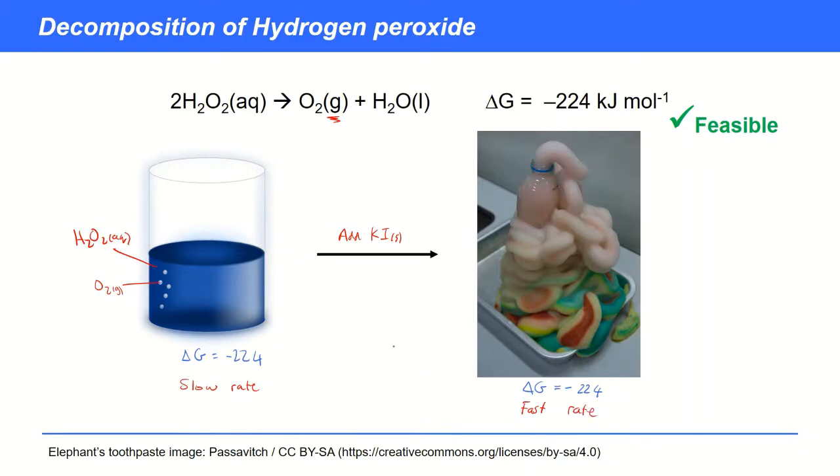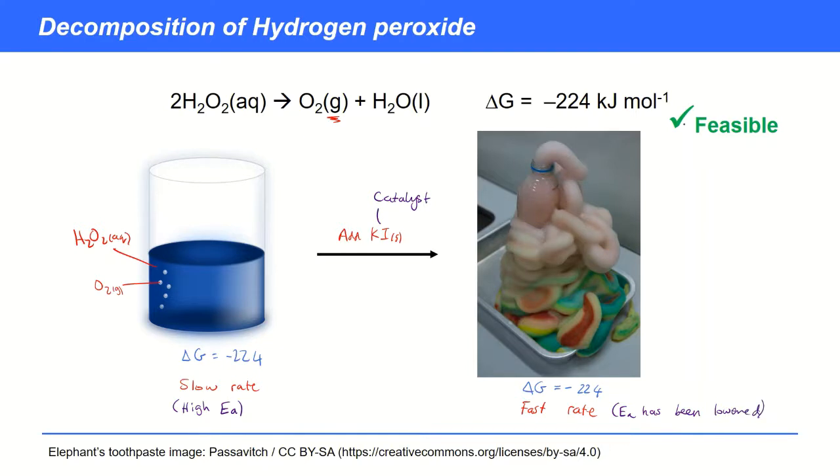Now, how does it do it? Well, this here is a catalyst. And if you think back to what catalysts do, catalysts lower the activation energy. So the reason this rate is slow is because you've got a very, very high activation energy. And the reason that the rate gets faster is because the activation energy has been lowered by the catalyst, and therefore the reaction proceeds much faster.